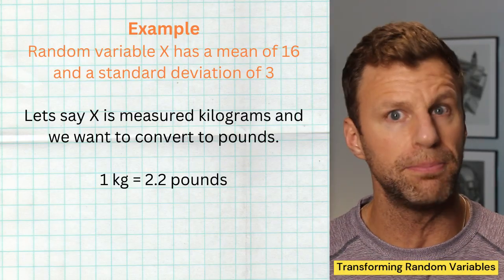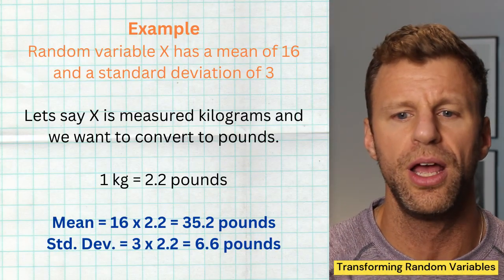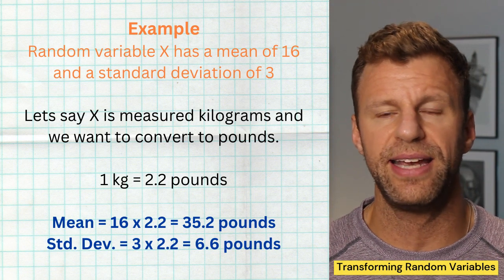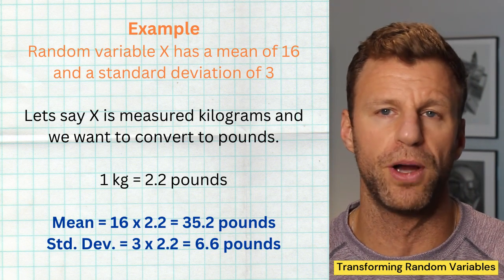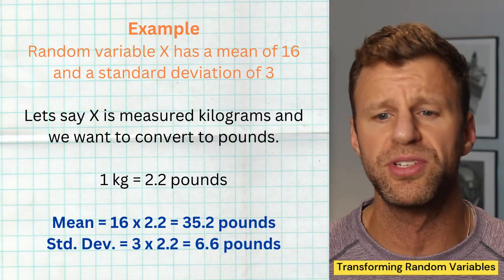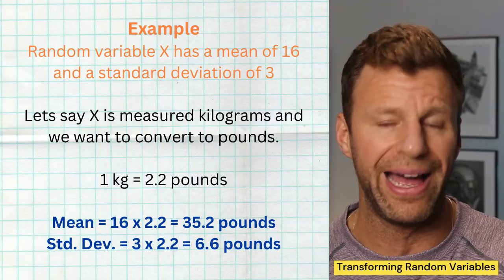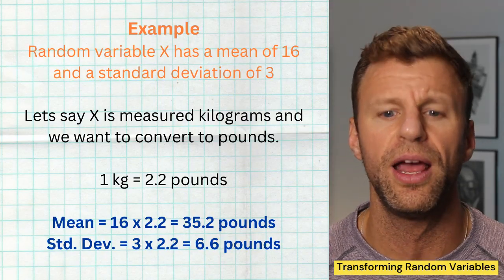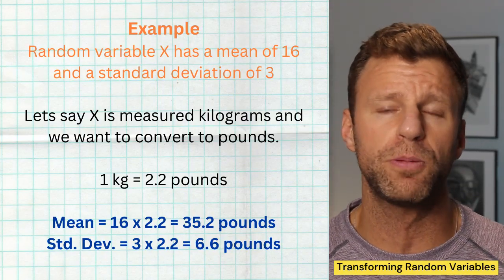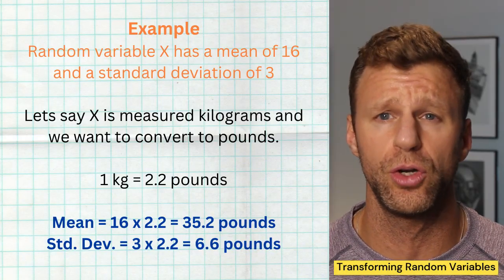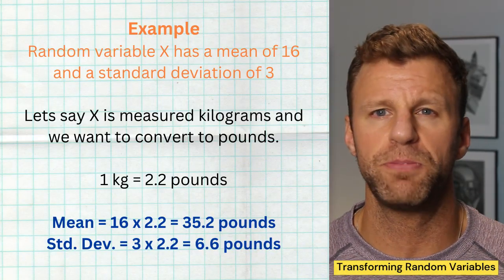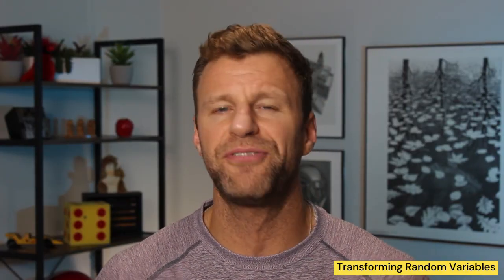And if we're multiplying, multiplication affects both mean and standard deviation. So our new mean is going to be taking that 16 that's in kilograms and multiplying it by 2.2, because 2.2 pounds for each one of those kilograms gives us a new mean of 35.2 pounds. It's the same mean, just in a different unit. And our standard deviation of 3 is also going to be multiplied by 2.2. Again, all I'm doing is converting it to pounds, and I get 6.6 pounds. So pretty simple. Just understand that addition or subtraction of a constant does not affect standard deviation whatsoever. Multiplication, however, does.